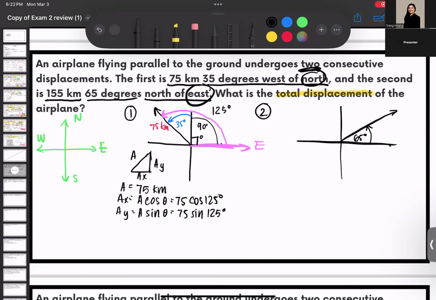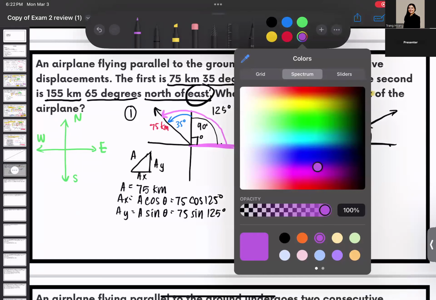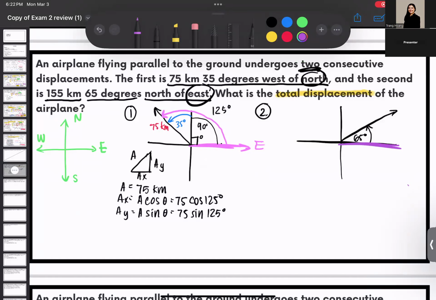So you know what I told you before about the whole east thing? Well, you're in luck because this is already from the east. We don't have to worry about adding any angles, no special treatment or anything. Simply 65 degrees north and east would be good. We're using cosine 65 for our x component, sine 65 for our y component. We are also told that this is a 155 kilometer displacement.